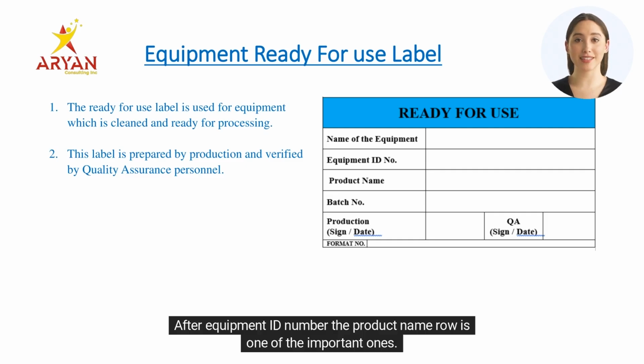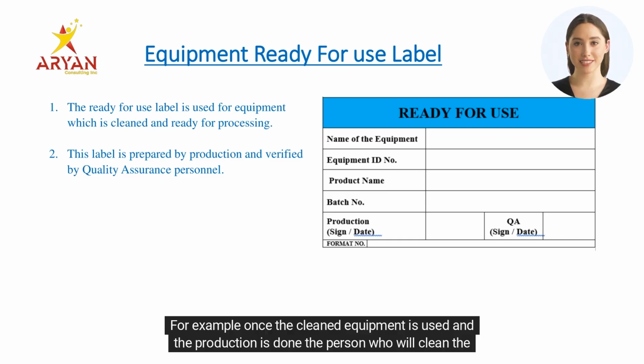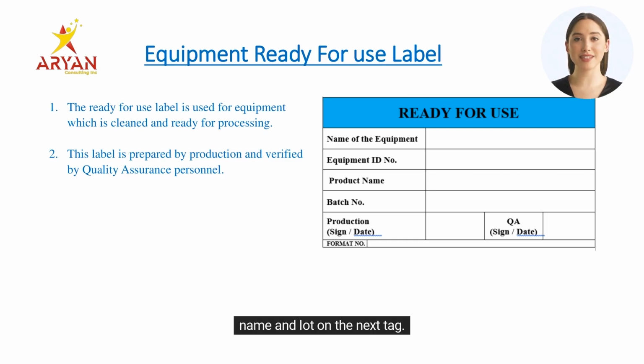After equipment ID number, the product name row is one of the important ones. Product name is important to be mentioned as this information will get transcribed on the next tag. For example, once the cleaned equipment is used and the production is done, the person who will clean the equipment now will create a to be cleaned tag. This personnel will transcribe the information of the product name and lot on the next tag.